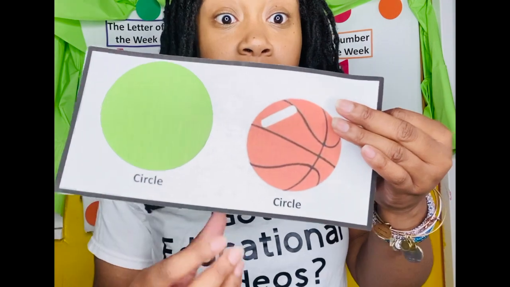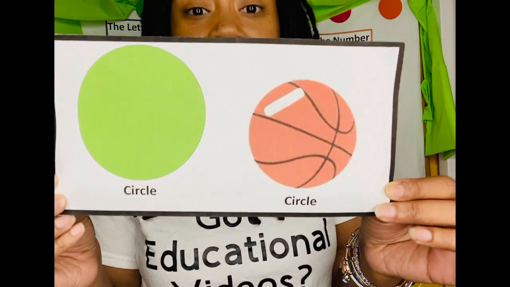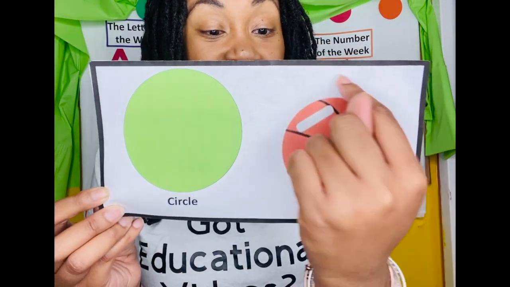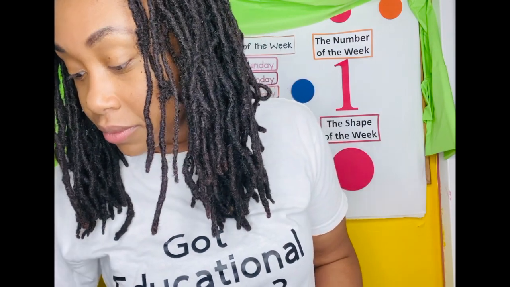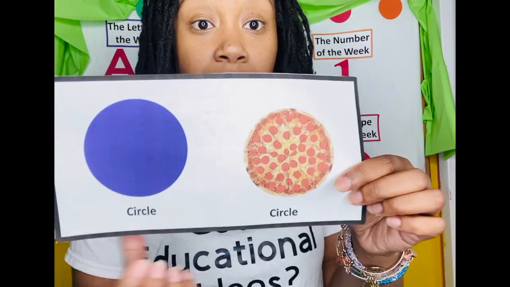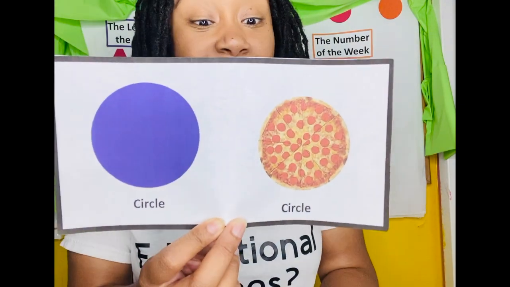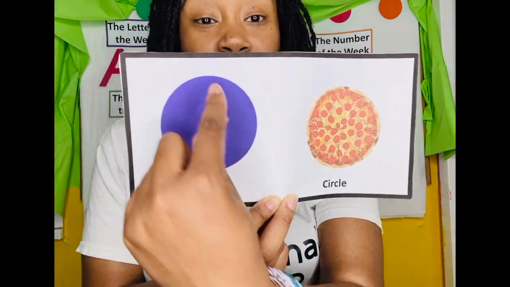Let's look at something else. What shape do you see now? What else is shaped like a circle? Correct! A ball! A ball is shaped like a circle. The ball goes round and round, just like the circle goes round and round. Let's look at something else. What do you see? Like a circle. It goes round and round, just like the circle over here goes round and round.